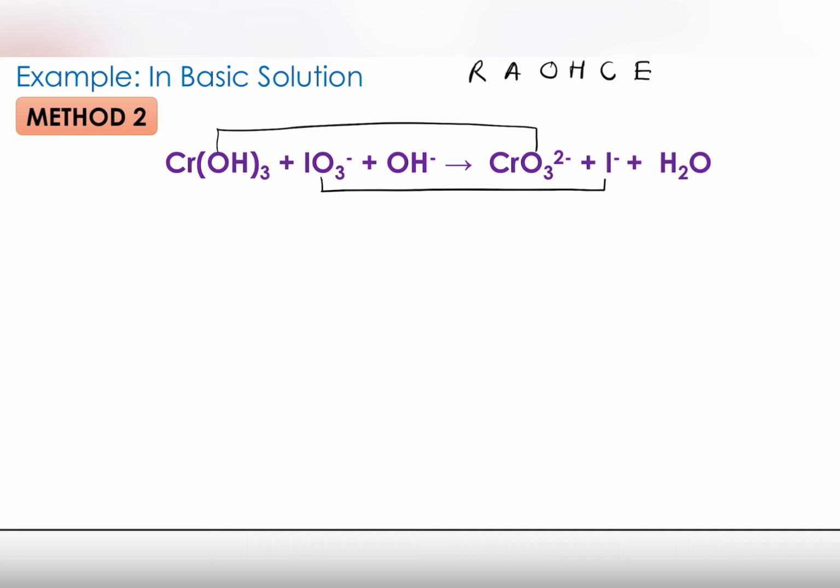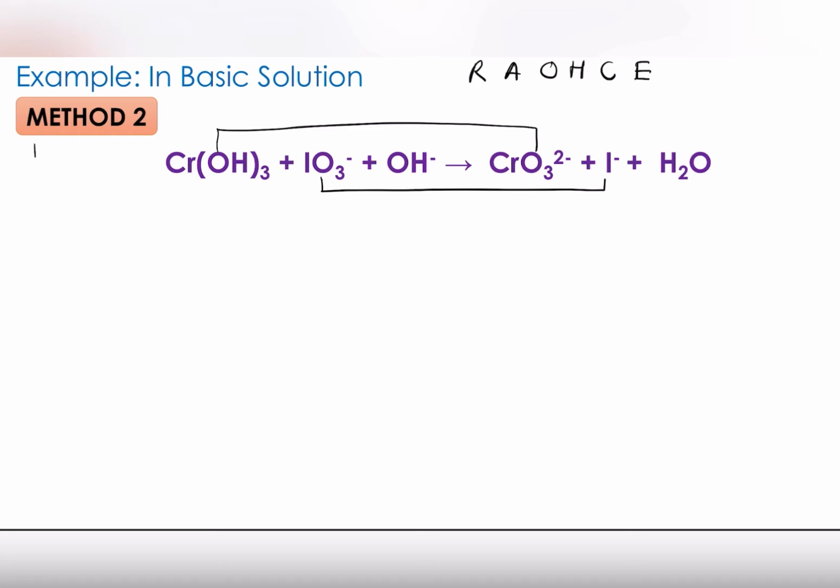So I'm going to determine from two couples here which one is going to undergo oxidation, which one is going to undergo reduction. So I will choose the easiest one. Saya akan pilih couple IO3- to produce I-. So for this one, I want to find out the oxidation state for element iodine. So I have to calculate a bit.